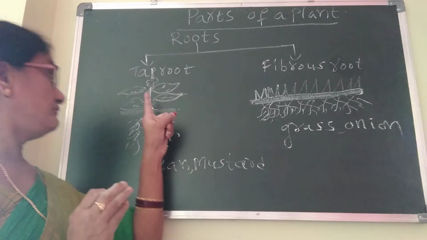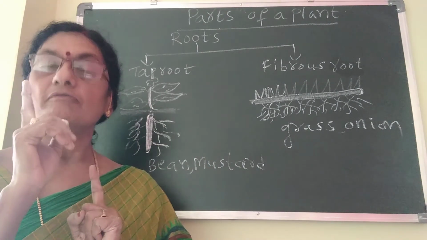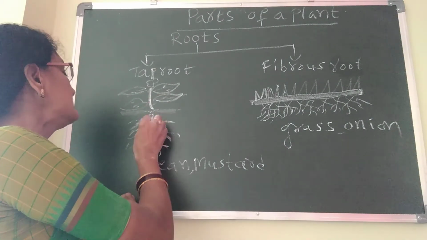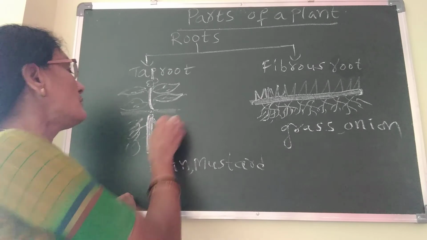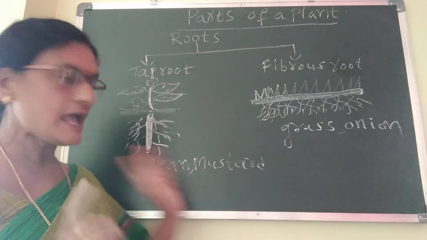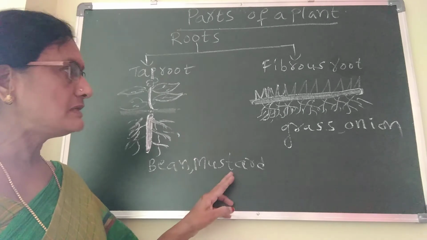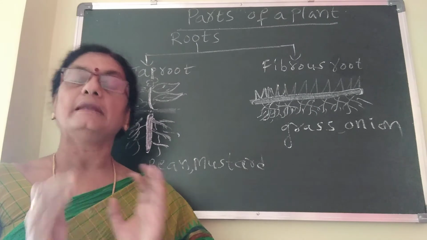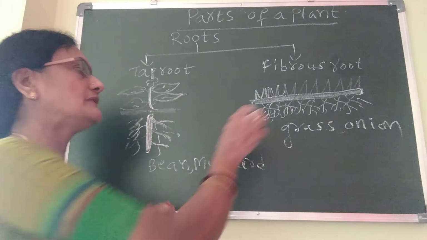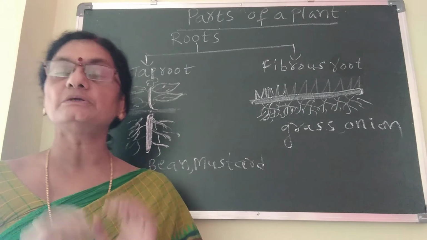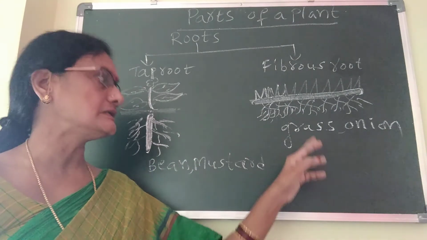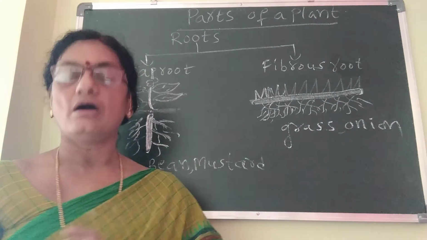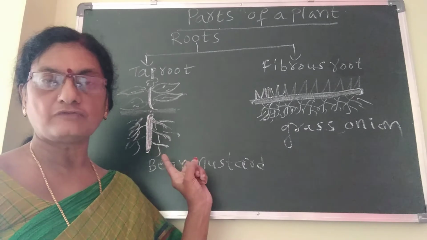Understand, children? Taproot means only one main root grows from the end of the stem and several small roots grow from the main root. That is taproot. Examples: bean and mustard. Fibrous root means numerous roots grow from the base of the stem. Such roots are called the fibrous roots. Examples are grass and onion. Understand, children? Types of roots.